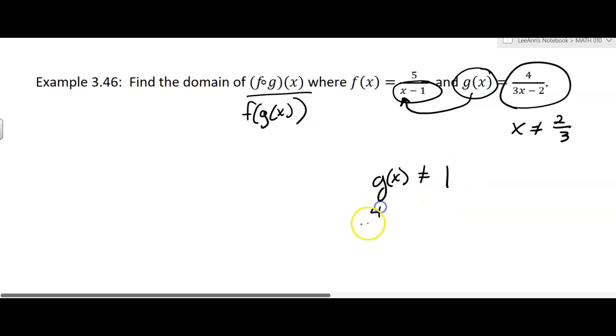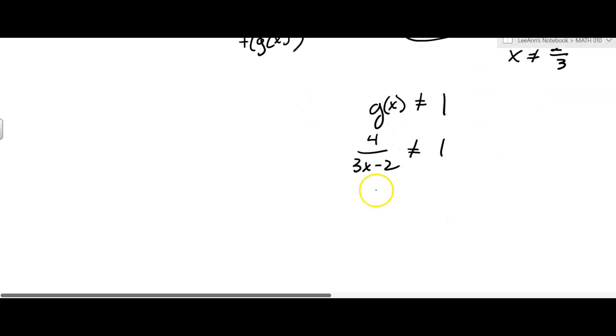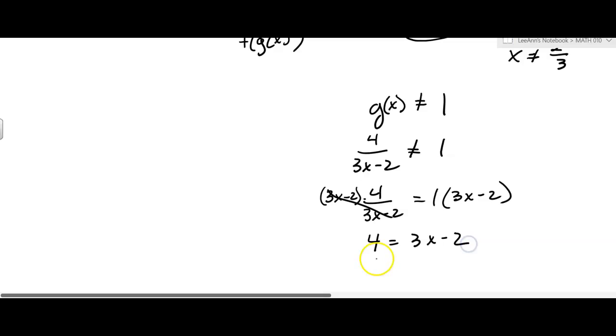That means 4 over 3x minus 2 cannot be 1. So this is g of x right here. That can't be 1. All right. This I can solve. So I've got that inequality there, but I can say, hey, when does 4 over 3x minus 2 equal 1? I can multiply both sides by the LCD, or I can treat it like a proportion, actually. And so these cancel, and I get 4 equals 3x minus 2. Add the 2, divide by 3. Okay, by the way, x can't be 2.